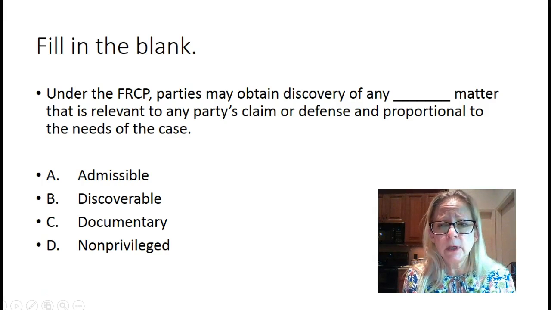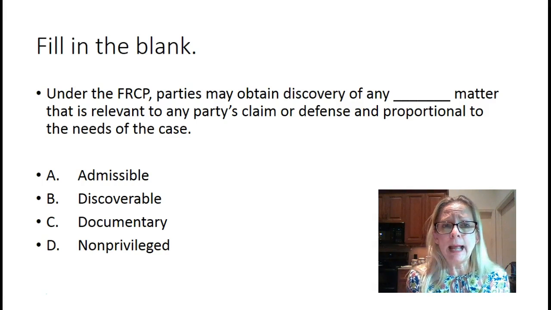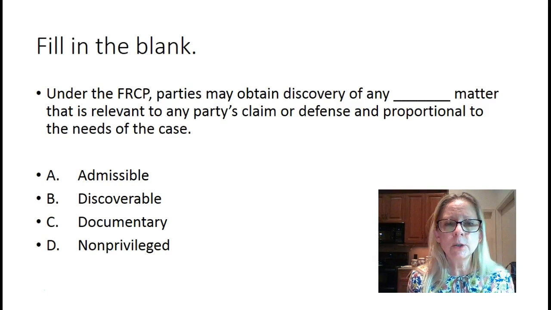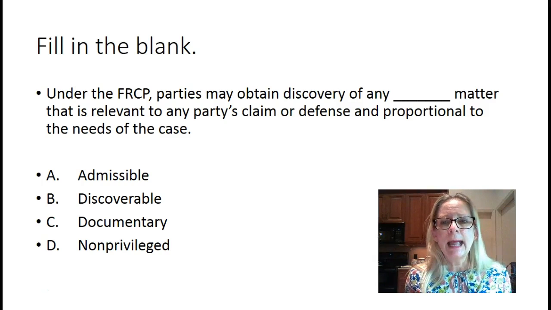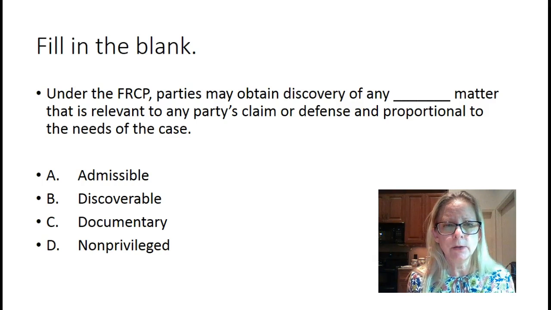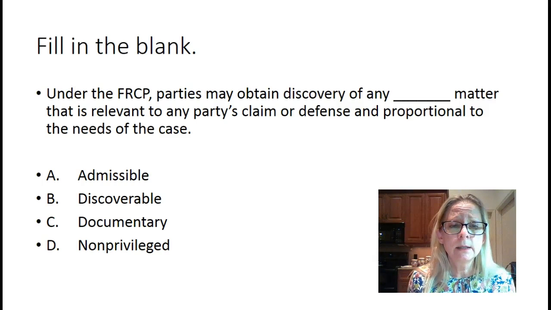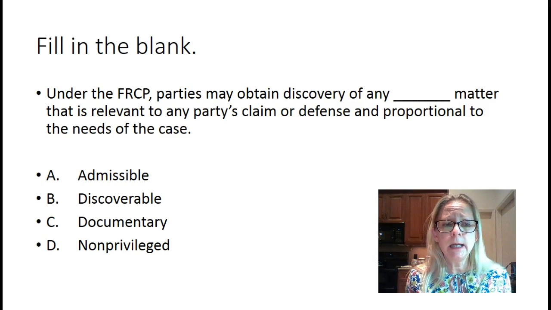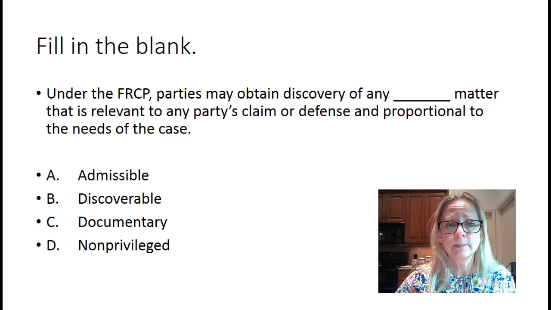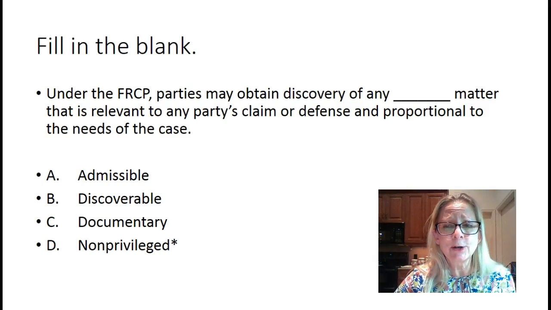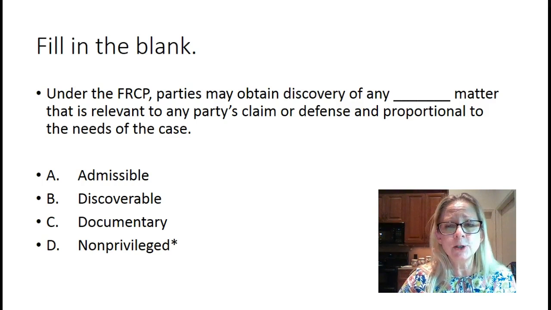So, quick review, fill in the blank. Under the Federal Rules of Civil Procedure, parties may obtain discovery of any blank matter that is relevant to any party's claim or defense and proportional to the needs of the case. A, admissible, B, discoverable, C, documentary, D, non-privileged. Okay, that was super easy. The answer was D. Just making sure you're still awake.